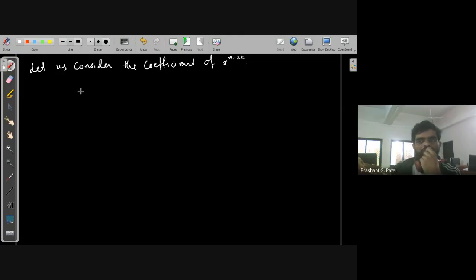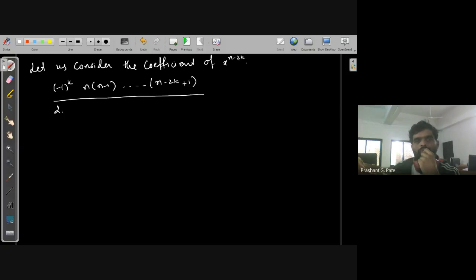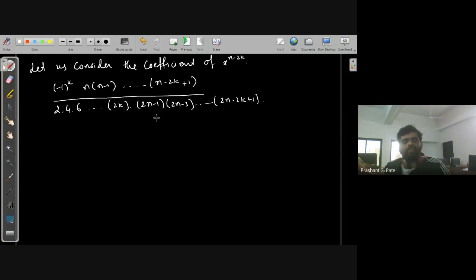The coefficient of x power n minus 2k is minus 1 raised to k, which we have calculated: n into n minus 1 up to n minus 2k plus 1, upon 2 into 4 into 6 up to 2k into 2n minus 1, 2n minus 3 up to 2n minus 2k plus 1. Now, this is what we have. What is the numerator? Let us see what is the numerator here.